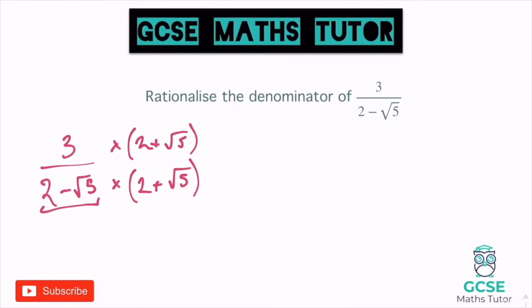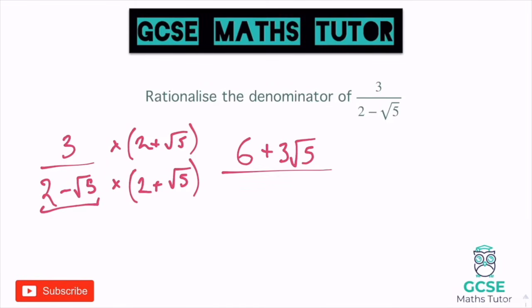But this pairing here is going to eliminate the surds in the middle, and we'll see why. And there's a bit of a shortcut we can take once we know this. So multiplying the top out, 3 times 2 is 6, and 3 times the root 5 is 3 root 5. And that's the top sorted.